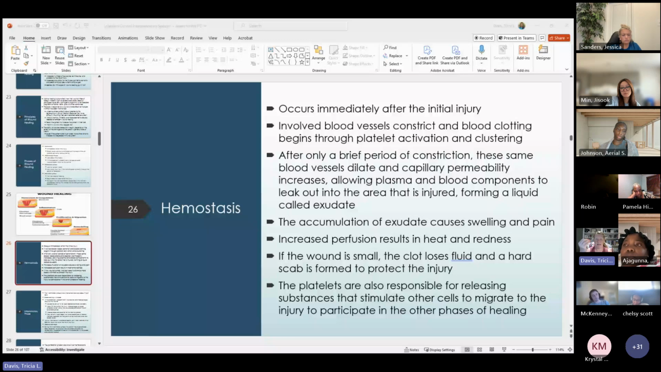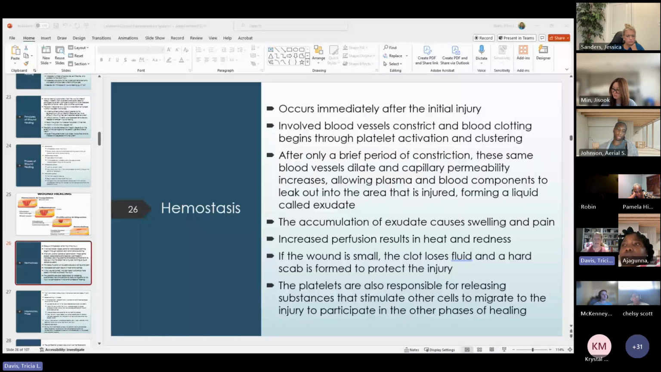Whatever liquid forms around that area is what we call exudate, which is what we were talking about. As this fluid starts to accumulate on the wound, that's what's going to start the swelling, and that's what's going to cause the pain. There's also increased perfusion to that area because the body knows there's an injury there, so it's sending lots of blood flow there. That's also going to cause your heat and your redness.